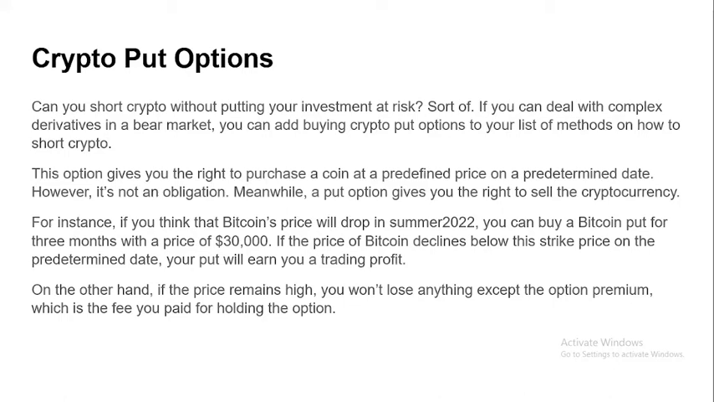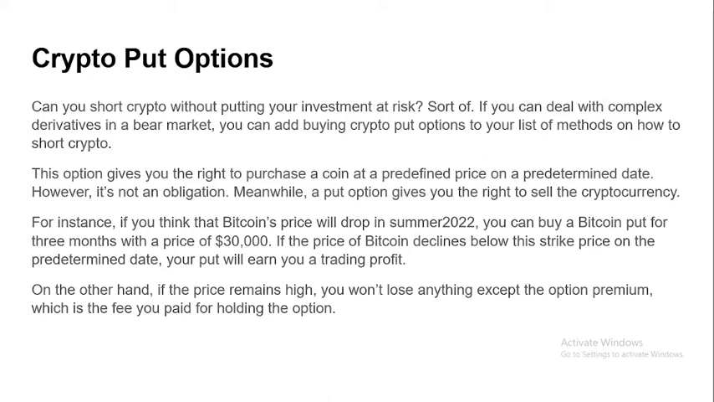So, crypto put options. Can you short crypto without putting your investment at risk? Sort of. If you can deal with complex derivatives in a bear market, you can add buying crypto put options to your list of methods on how to short crypto. A call option gives you the right to purchase a coin at a predefined price on a predetermined date. However, it's not an obligation. Meanwhile, a put option gives you the right to sell the cryptocurrency.